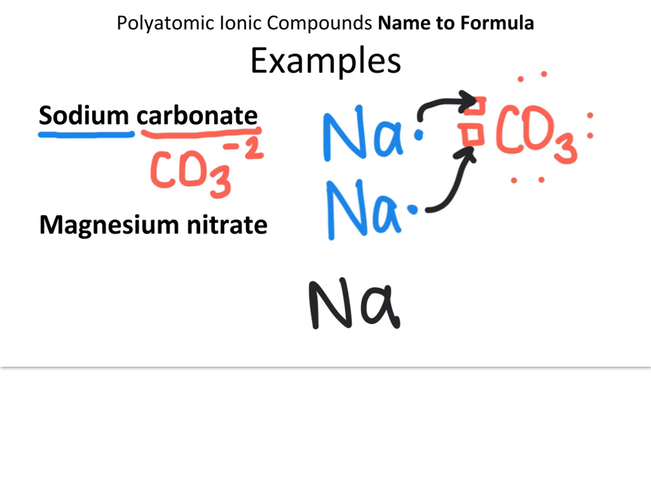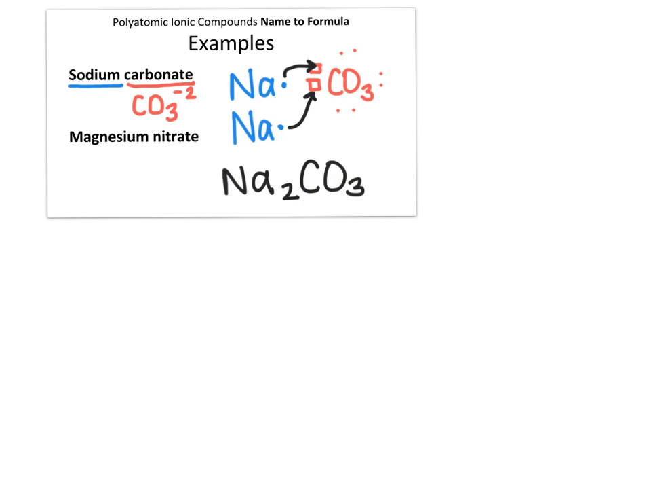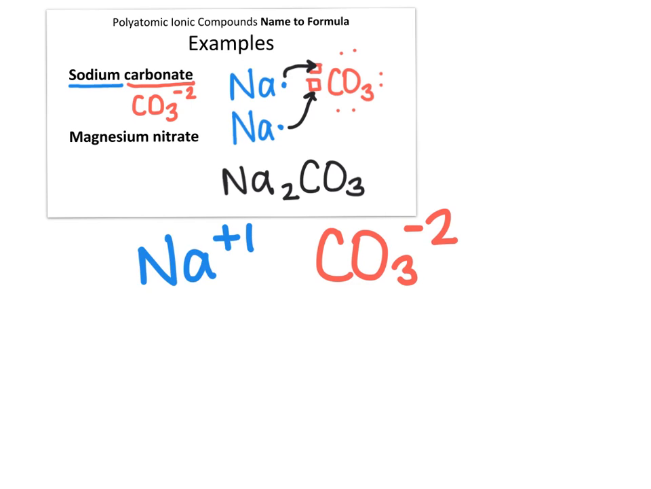So I have 2 Nas and 1 CO3. So the formula for sodium carbonate is Na2CO3. Now there's another way to do this, and that's by looking at the charges on the ion. Either way, you will get the same answer. So if we start with sodium with 1 valence electron in the first column on the periodic table, sodium will always be a +1. Carbonate, we know from the back of our periodic table, is CO3 with a charge of -2.